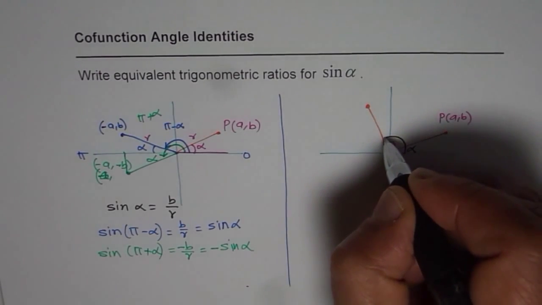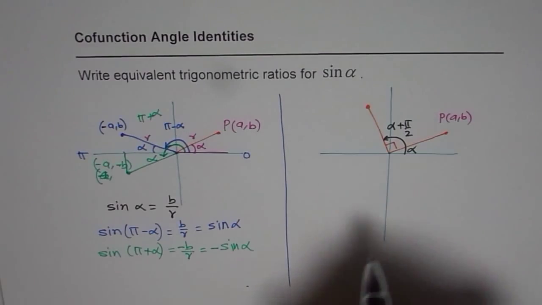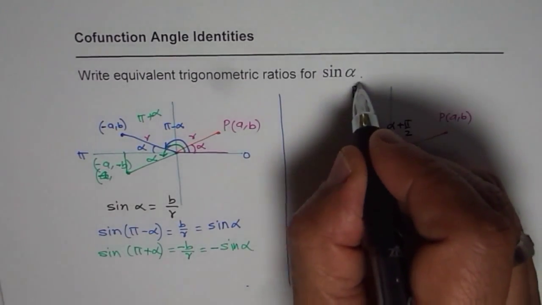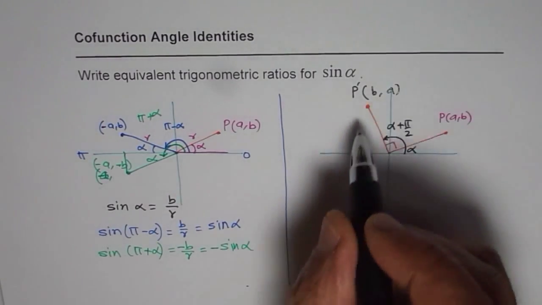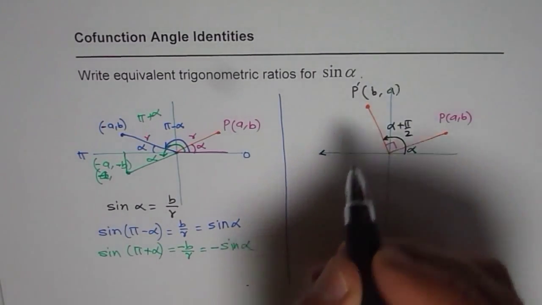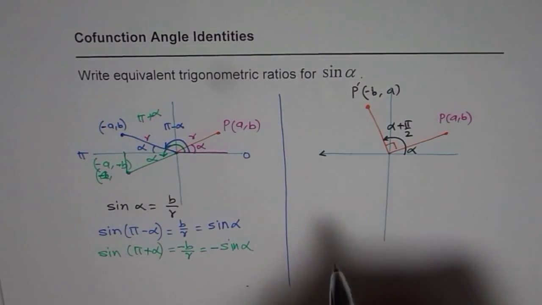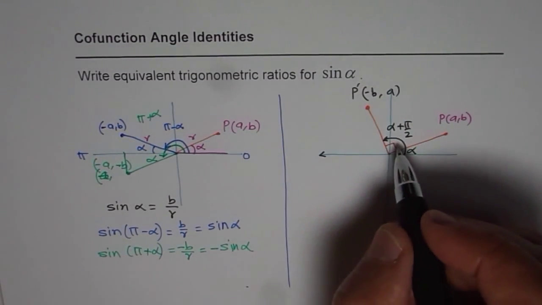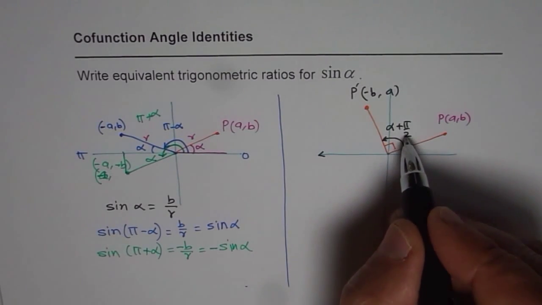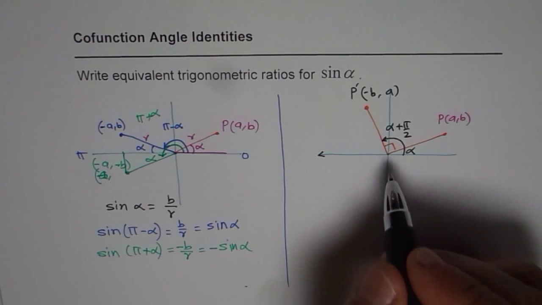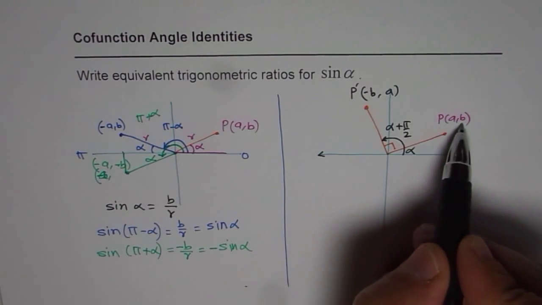Now from here, this position is alpha plus pi by 2. In that case, the image point P dash will become (-B, A), but B is along the minus x-axis, so it is going to be negative B. In this case, since the rotation is by pi by 2, sine becomes cosine, cos becomes sine, since the values swap, right?